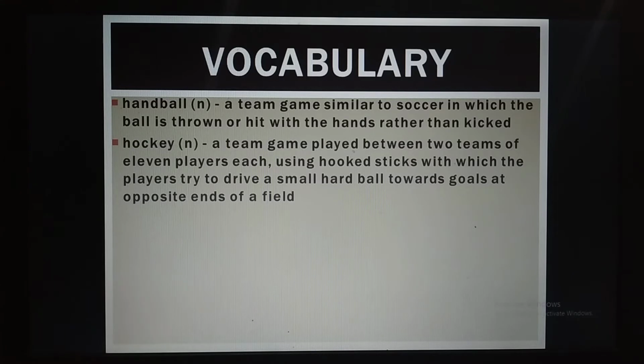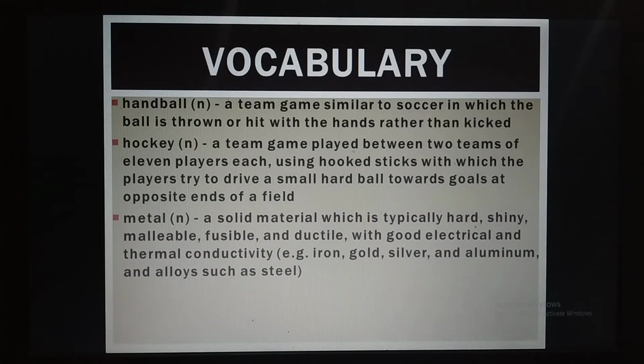Hockey. Next, metal. A metal is a solid material which is typically hard, shiny, malleable, fusible, and ductile, with good electrical and thermal conductivity. For example, iron, gold, silver, and aluminum, and alloys such as steel. So that is metal. Next, regular. Regular means recurring at uniform intervals.